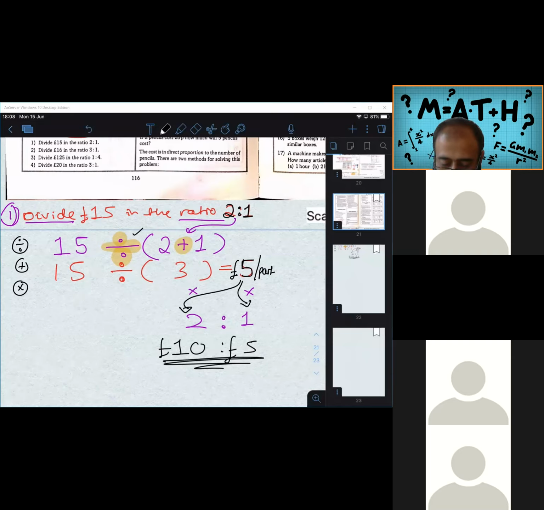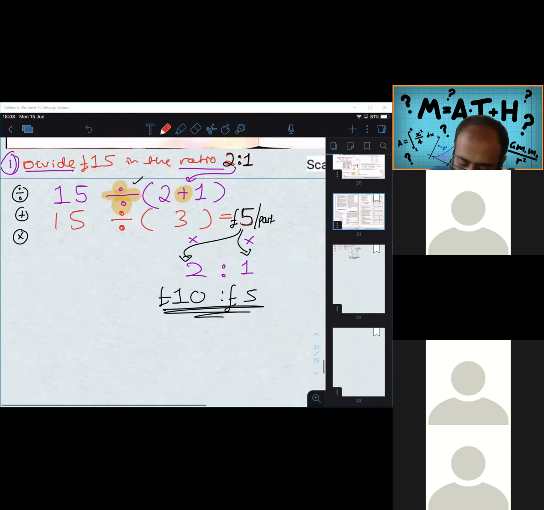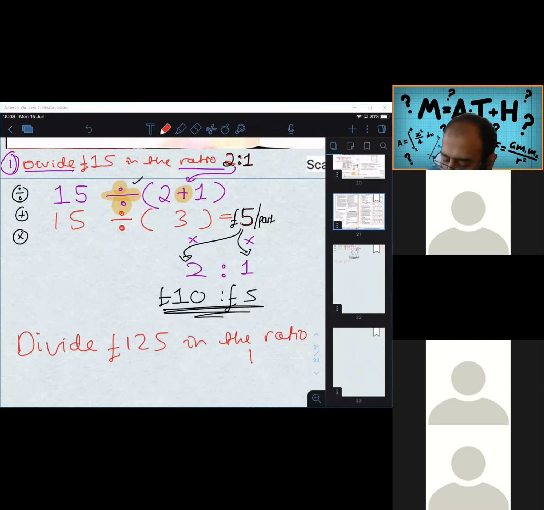Okay, next question. Let's have a look at another example. Divide 125 pound in the ratio 1 to 4. That's question number 4. I need one student to do this question with me.